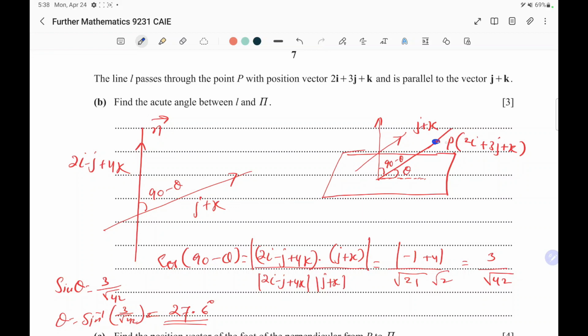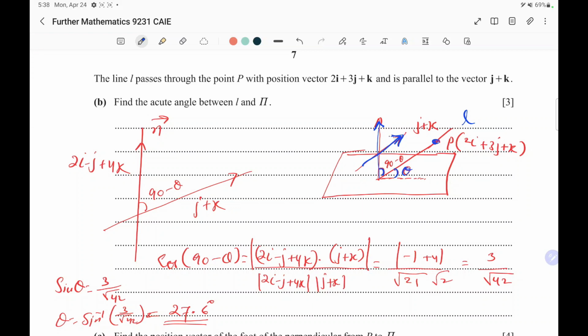L is passing through this point. This is your L, and it's parallel to j plus k. Find the acute angle between line L and the plane. So this is theta. Okay, and we know that this is my normal perpendicular vector. So the angle between the line and the perpendicular is 90 minus theta then. Okay, and this is the parallel vector.